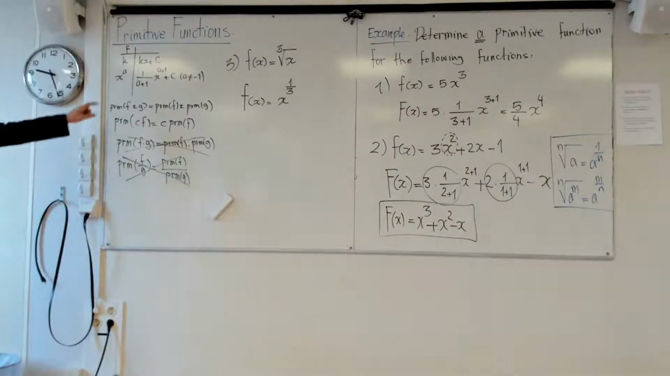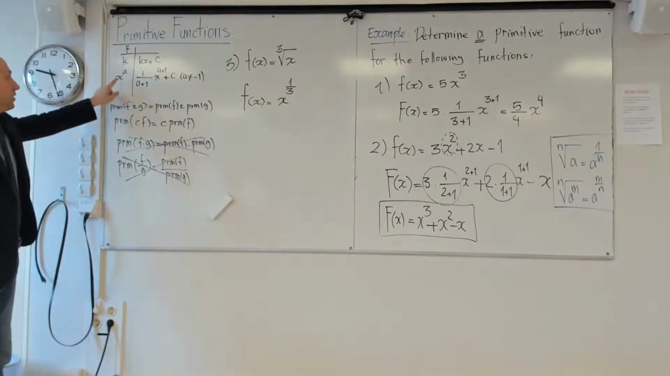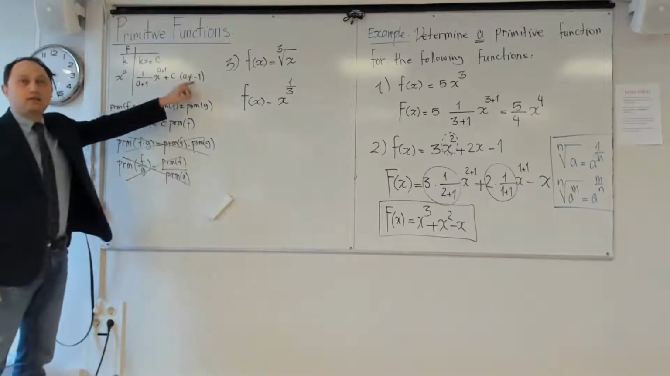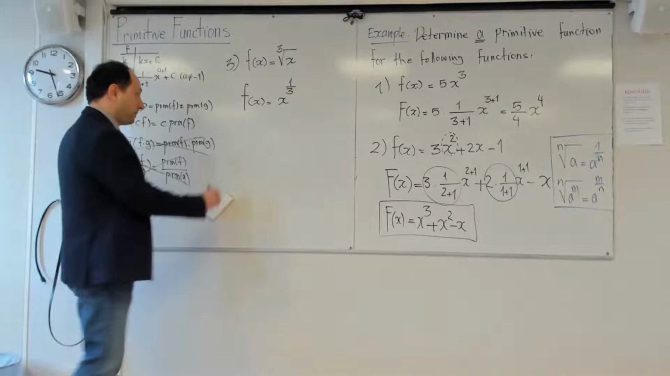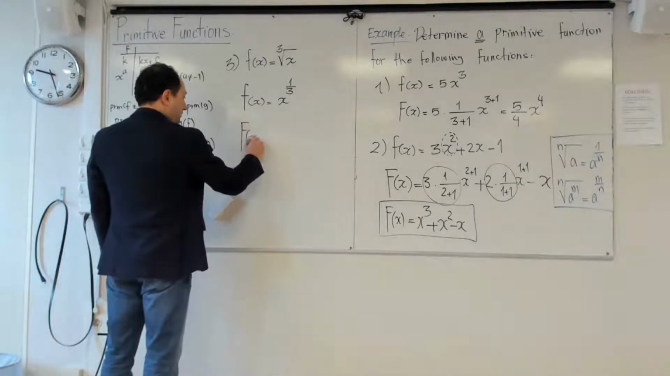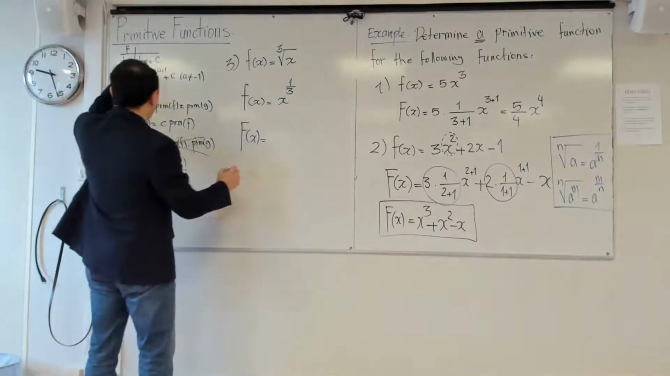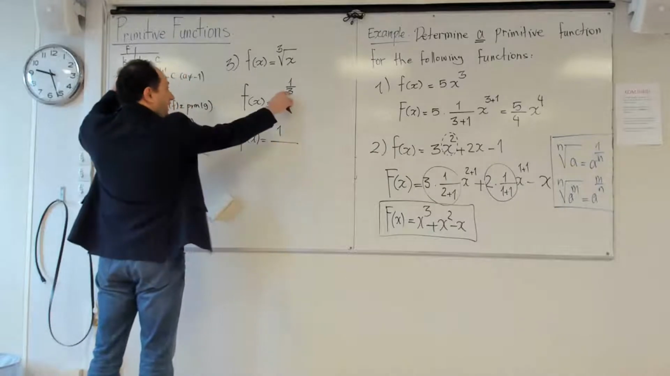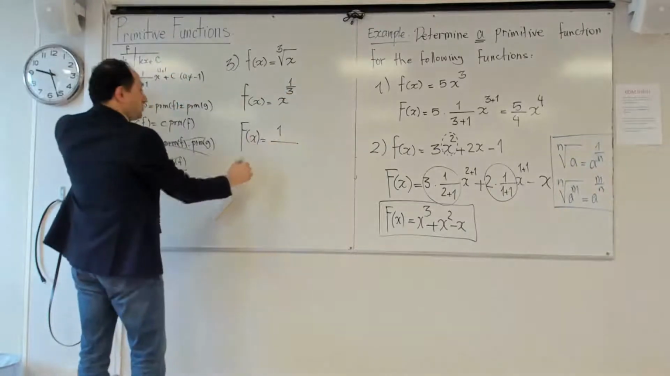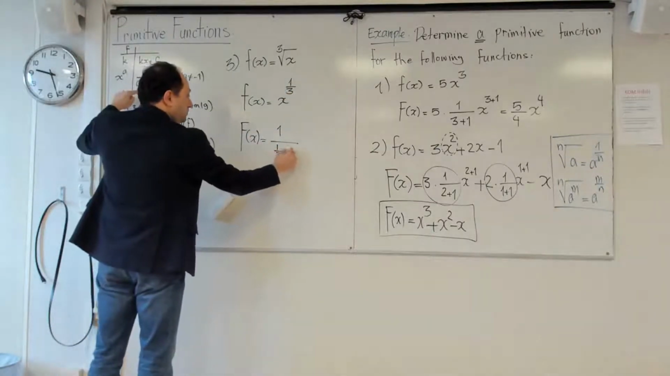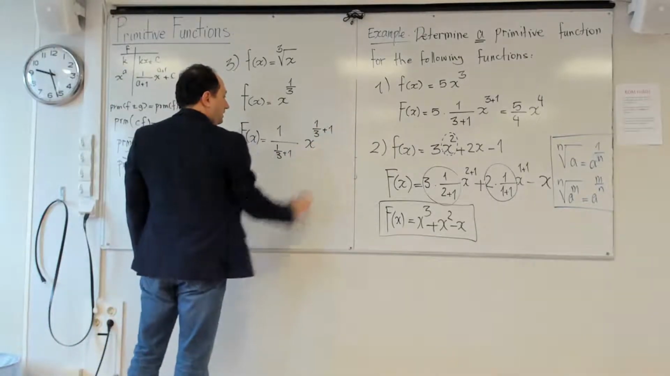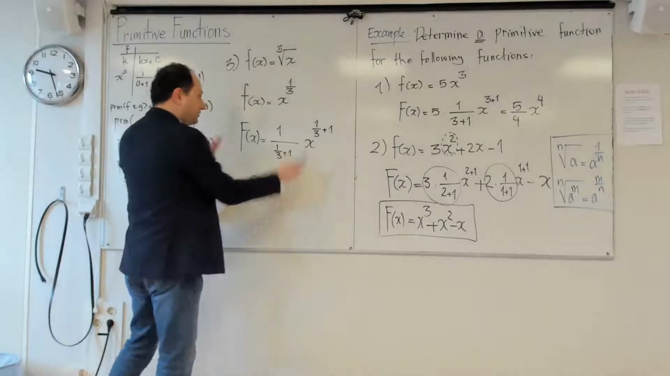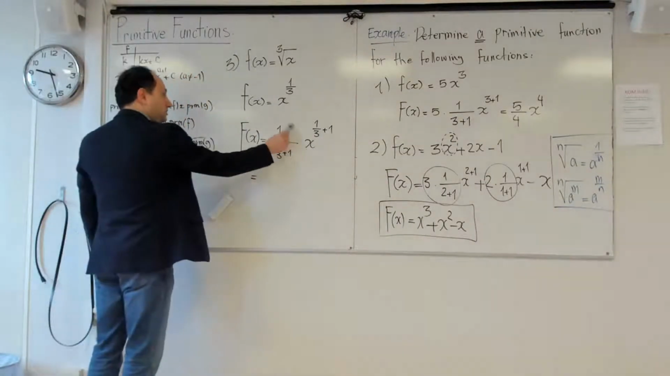Can I use this formula for this case? Yes, because the only exception here is -1. But the power is positive 1 over 3, so that's safe. So what is the answer? Can you tell me? What should I write? I would write 1. A in this case is this number, so A is 1/3 plus 1. And then you have x to the power of 1/3 plus 1. Okay, can you do these calculations in your head? What's the answer to this?